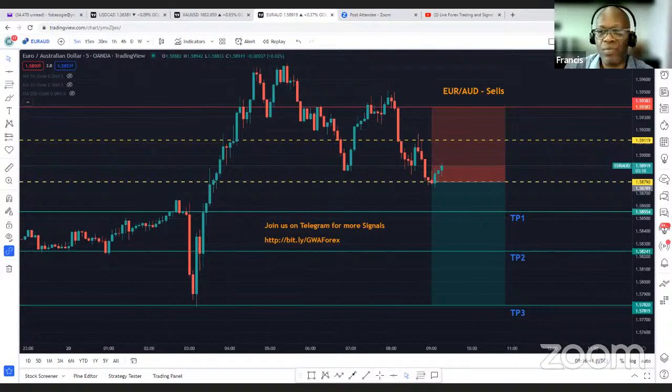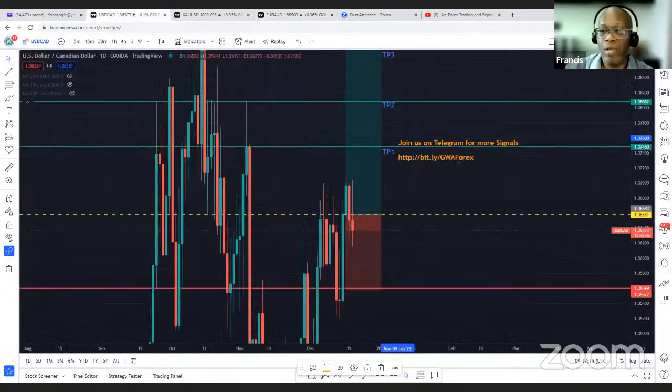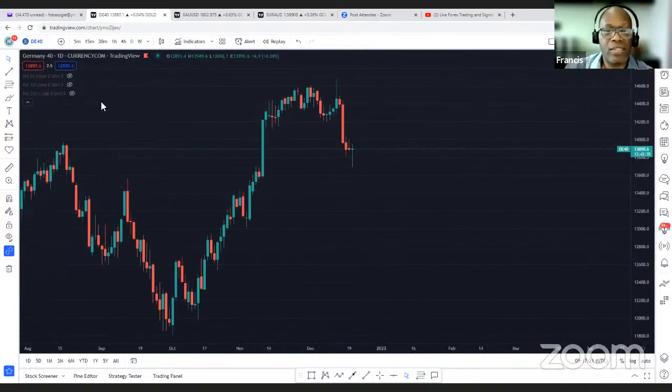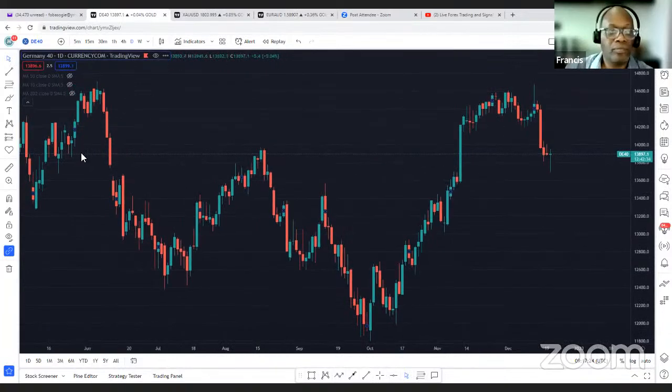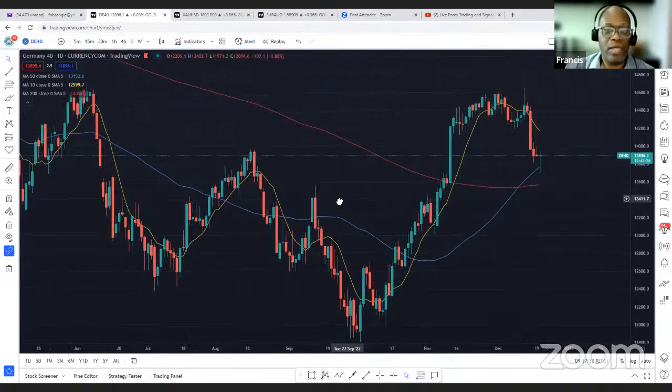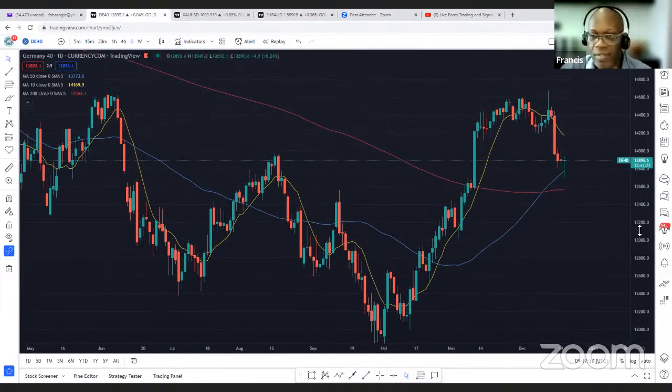I tend to love trading the DAX as well. DAX is an index. That's for you, the daily time frame on DAX.